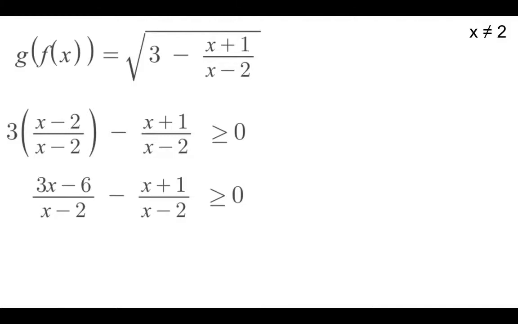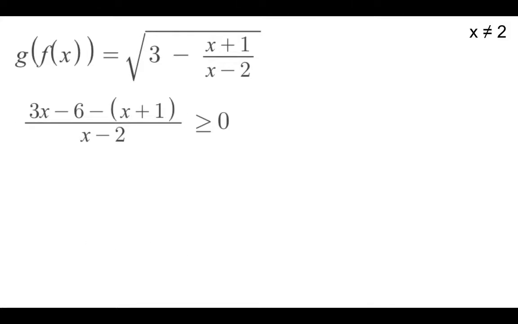So now I'm subtracting (x plus 1) over (x minus 2) from that first term. And so I can put that together under one denominator, because it's a common denominator, I can combine those. The thing to remember here is that I'm subtracting the whole x plus 1. So that's the same as subtracting x and subtracting 1. So I've simplified there, distributed my negative. Now I'm going to combine my like terms.